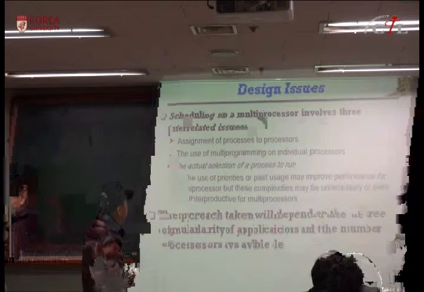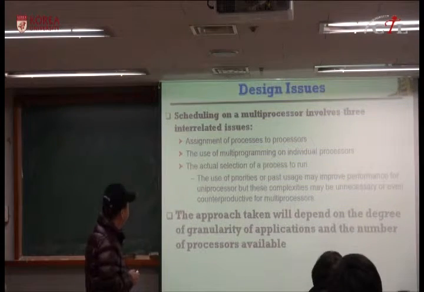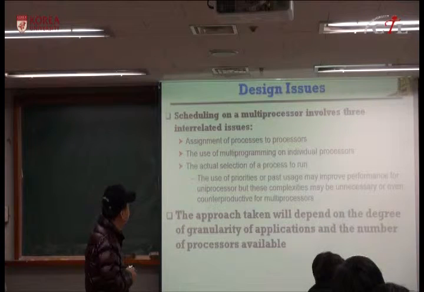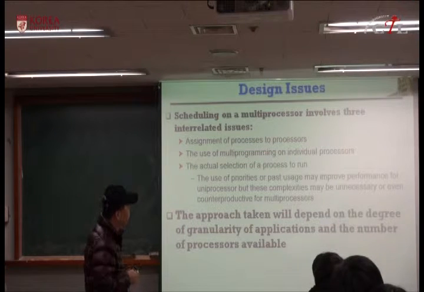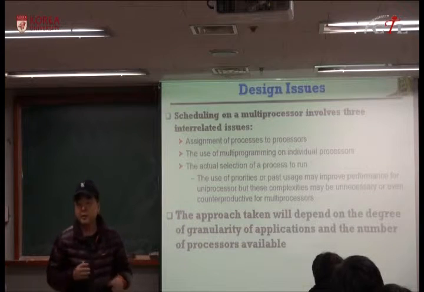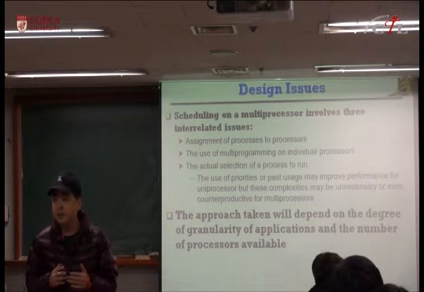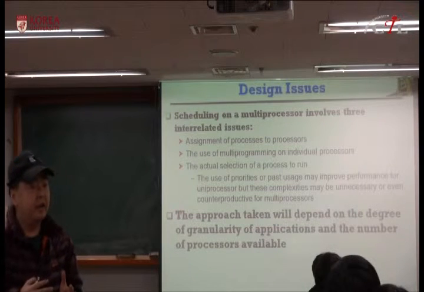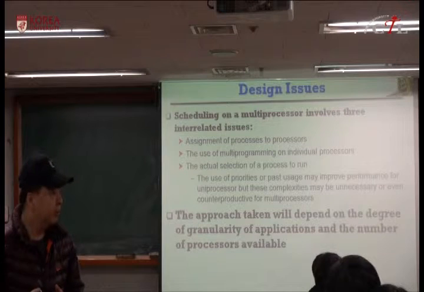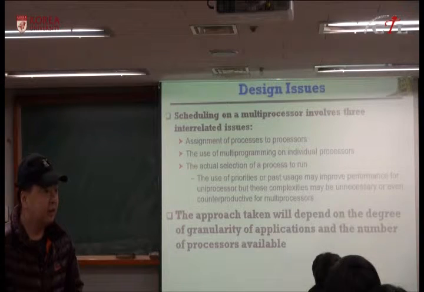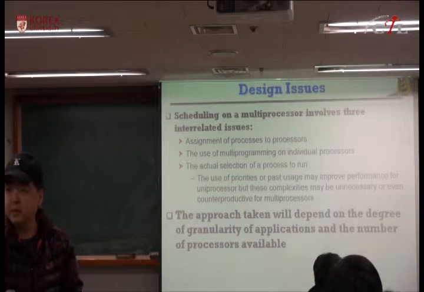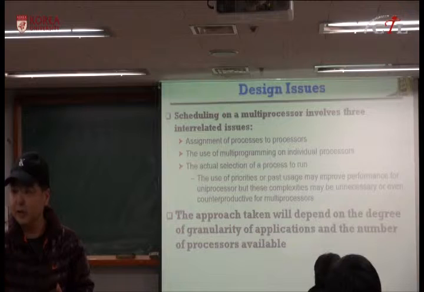Scheduling on a multiprocessor involves three issues: how to assign process to processors, and whether we will allow multi-programming on individual processors. So in a uniprocessor, to increase CPU utilization, we allow multi-programming or multitasking, which means every time there is an I/O block, then we context switch and we run another process to increase CPU utilization. Because instead of idling CPU, it's better to run other applications.